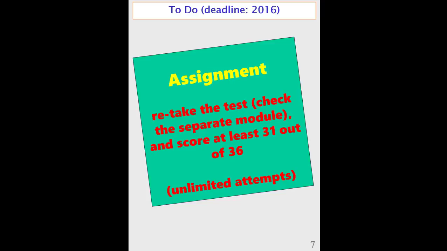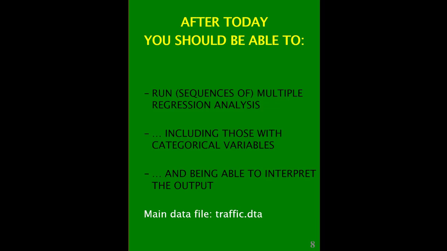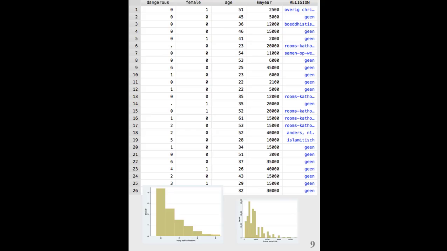Okay, then the actual today part. This is the aim of today. What you should be able to do after today is, first of all, run sequences of multiple regression analyses. That's aim number 1, including those, and that's the counterintuitive part, where we have categorical variables. And you have to obviously be able to interpret the output. We have one main data file that I will use as an example, called graphic.dta, and I think I have a screenshot of that. Yeah, here you see part of the spreadsheet in Stata.